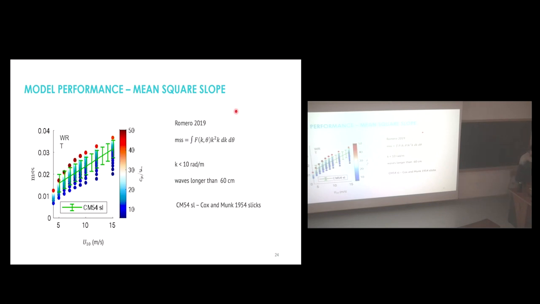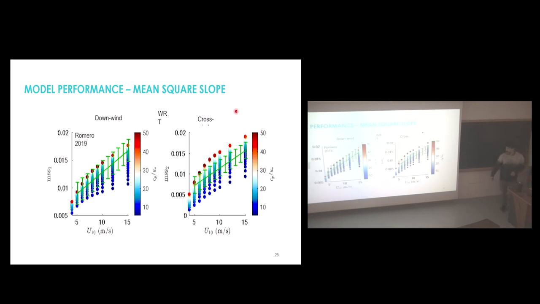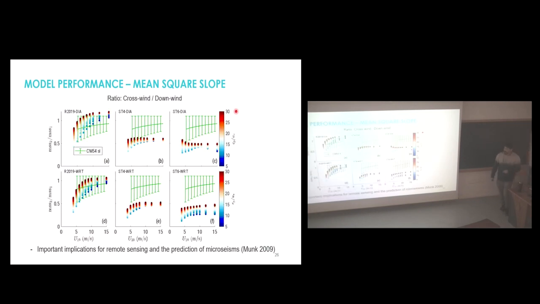But more interestingly, if you look at the downwind and crosswinds, again comparing against Cox and Monk, there is qualitative agreement. And if you look at the ratio of the two, on the left is with the narrow breaking dissipation, middle is ST4, on the right is ST6. So clearly the crosswind mean square slope is much larger, consistent with Cox and Monk, whereas ST4 and ST6 are unable to reproduce that. So it's important for remote sensing, and as Fabrice mentioned, it's also important for the prediction of microseisms.